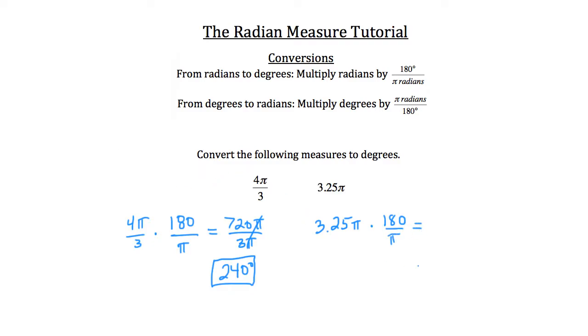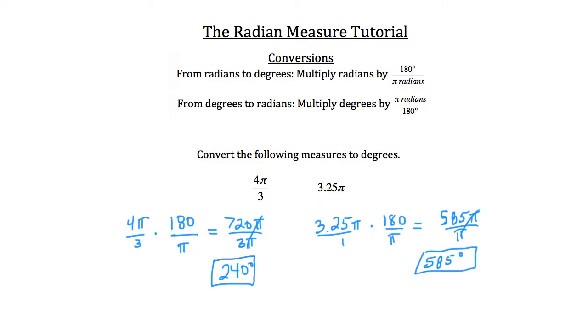Well, 3.25 times 180 is 585. So we have 585 pi on top divided by pi on the bottom. So our pi's are going to cancel, and 3.25 pi is equal to 585 degrees.